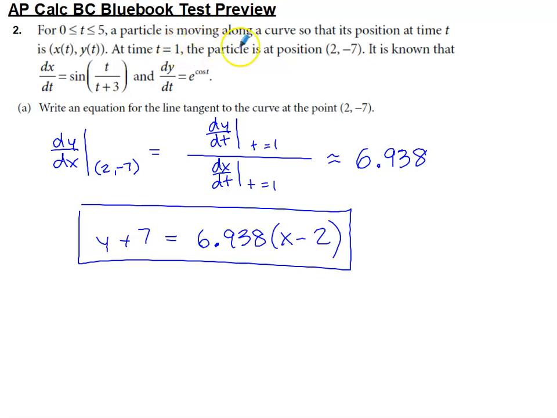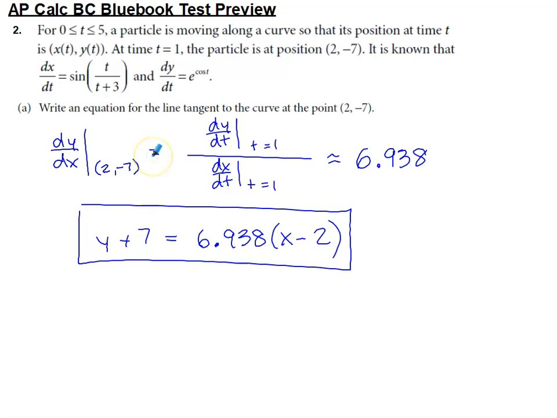At time 1, the particle is at position (2, -7). And we know the velocity components in both the x and y direction, right? So they provide us with dx/dt and dy/dt. They ask us in part A to write an equation for the line tangent to the curve at the point (2, -7). So the main thing that I need to know here is what my slope of the tangent line is.